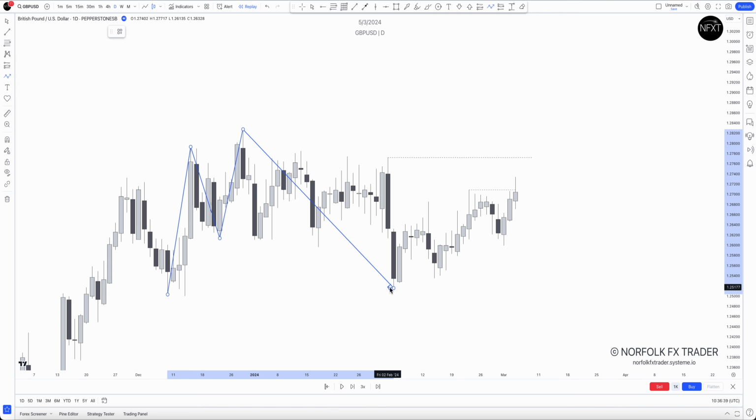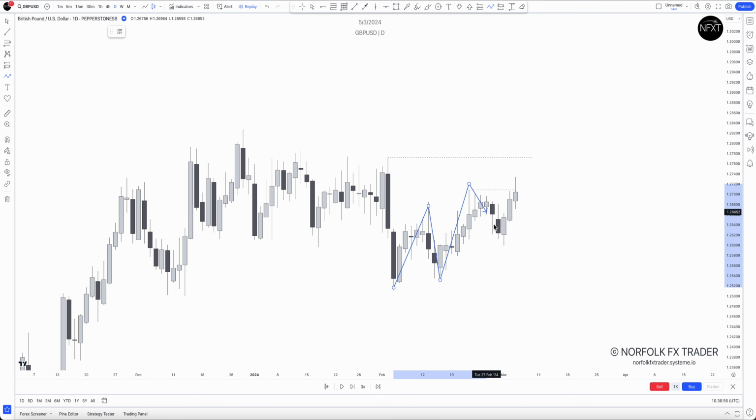And then what we expect after we break the structure is a pullback, okay? Coming back into this origin area here of supply. And that's what the market is currently doing. It's pulling back. If you look closely at what's happening here in the internal structure on lower time frames, we can see the market is making this break of structure to the upside, okay? So we have to wait for that to reverse before we can look for any sells.